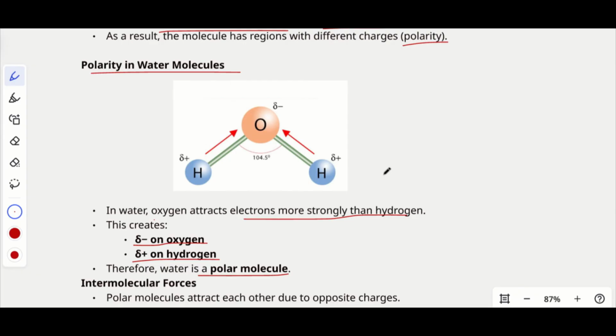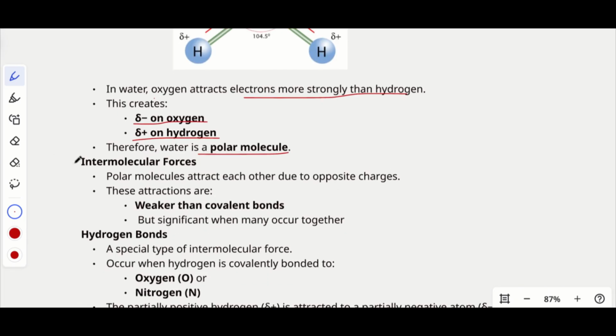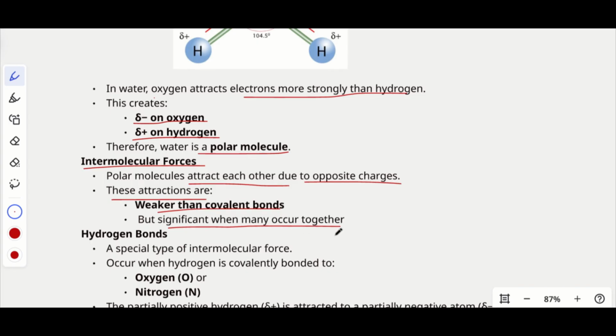When polar molecules come near each other, their opposite charges attract temporarily. These attractions are known as intermolecular interactions, or intermolecular forces. Polar molecules attract each other due to opposite charges. These attractions are weaker than covalent bonds, but they become significant when millions of interactions occur simultaneously.